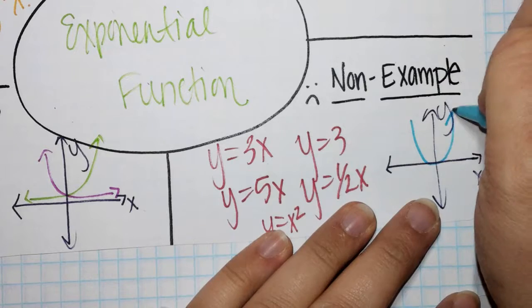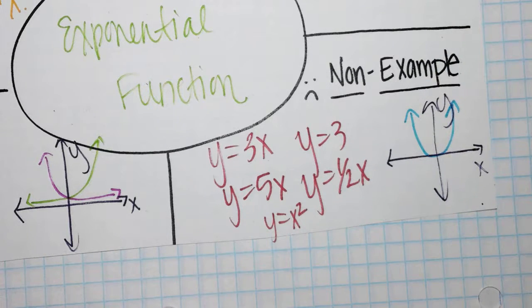All right, this is not an exponential function. Because it's a parabola. What is that? X squared. This is the graph of that one.